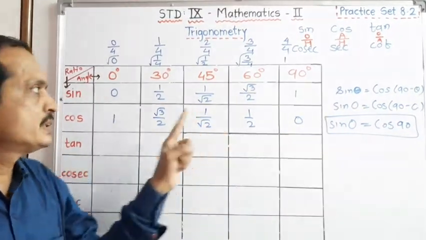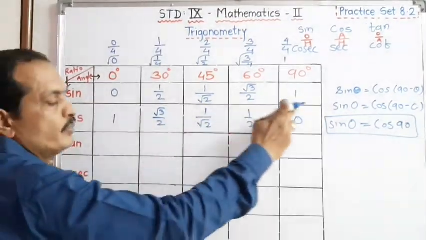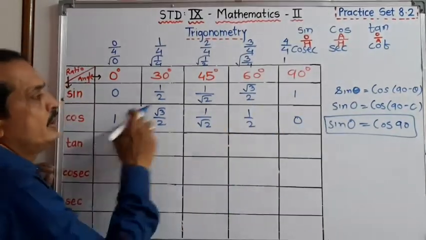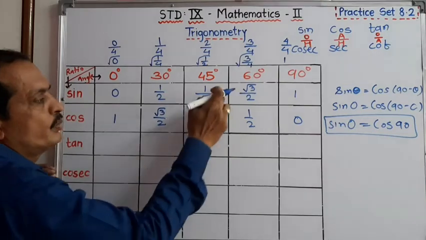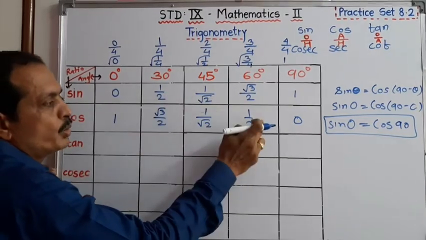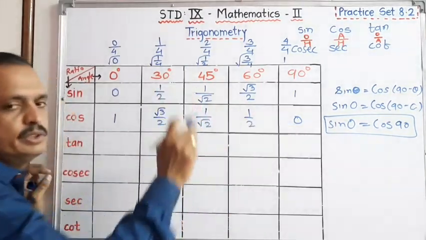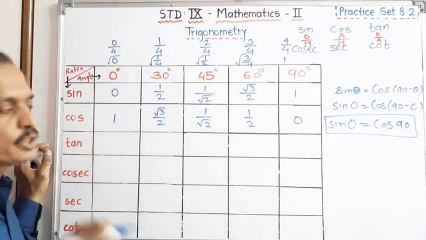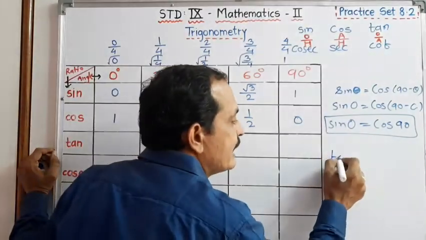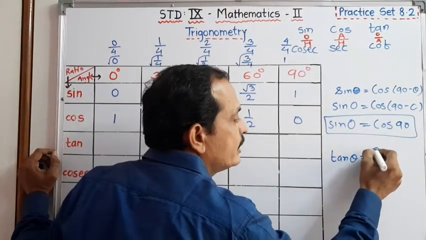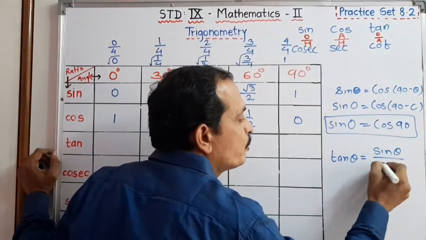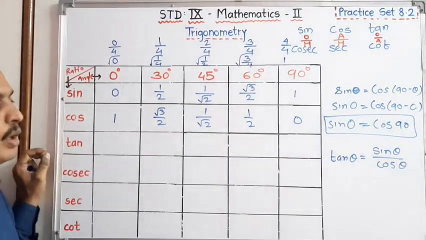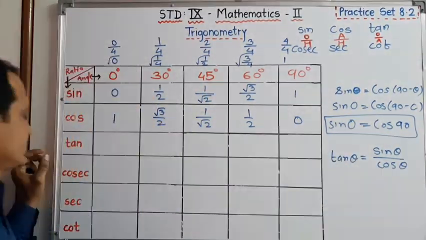Okay, therefore see, we have written the sine values. For writing the cos values, we start with this 1, then this root 3 upon 2 here, 1 upon root 2 here, 1 upon 2 goes there, and this is 0. Now we have to write tan theta. Just now we learned what tan theta is. We know that tan theta means sin theta upon cos theta.